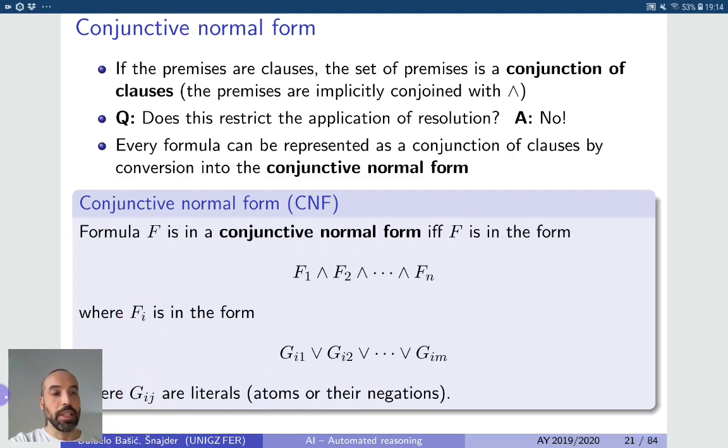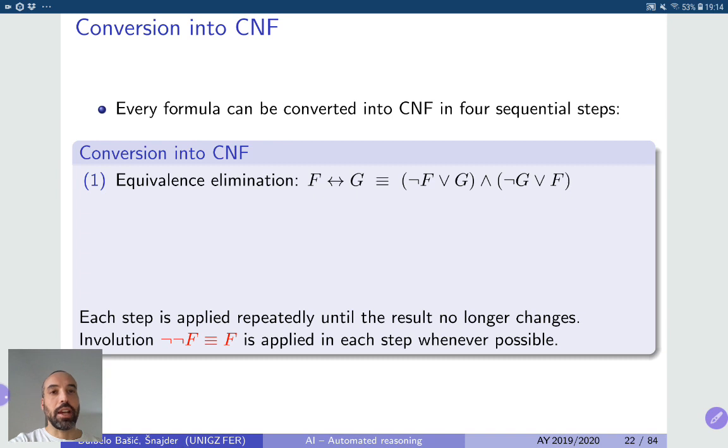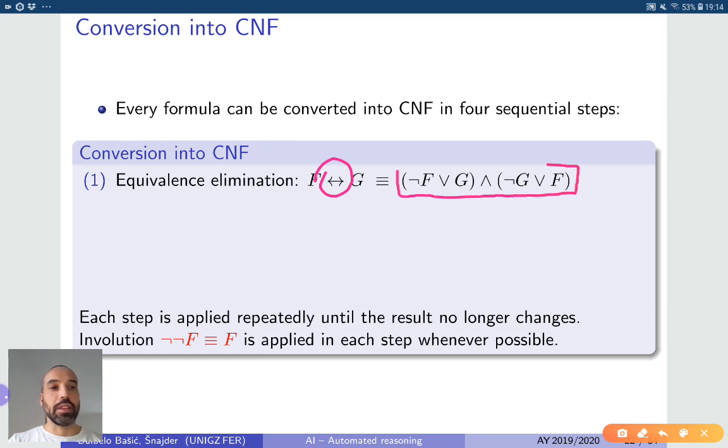Okay, now that we know all that, let's try to convert a formula, whatever formula, an arbitrary formula of propositional logic, into conjunctive normal form. And this can be done in 4 sequential steps. The first step is that we eliminate the equivalence operator here by essentially using this equivalence here and replacing equivalence as a logical operator with this formula.